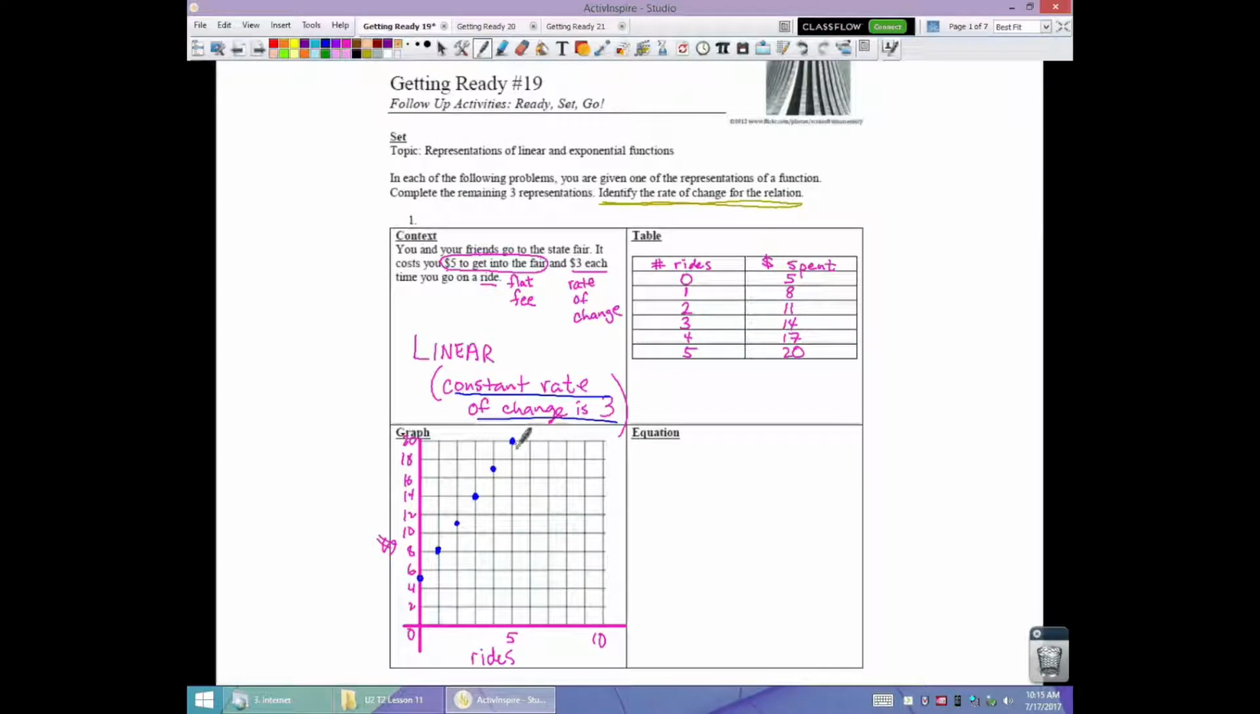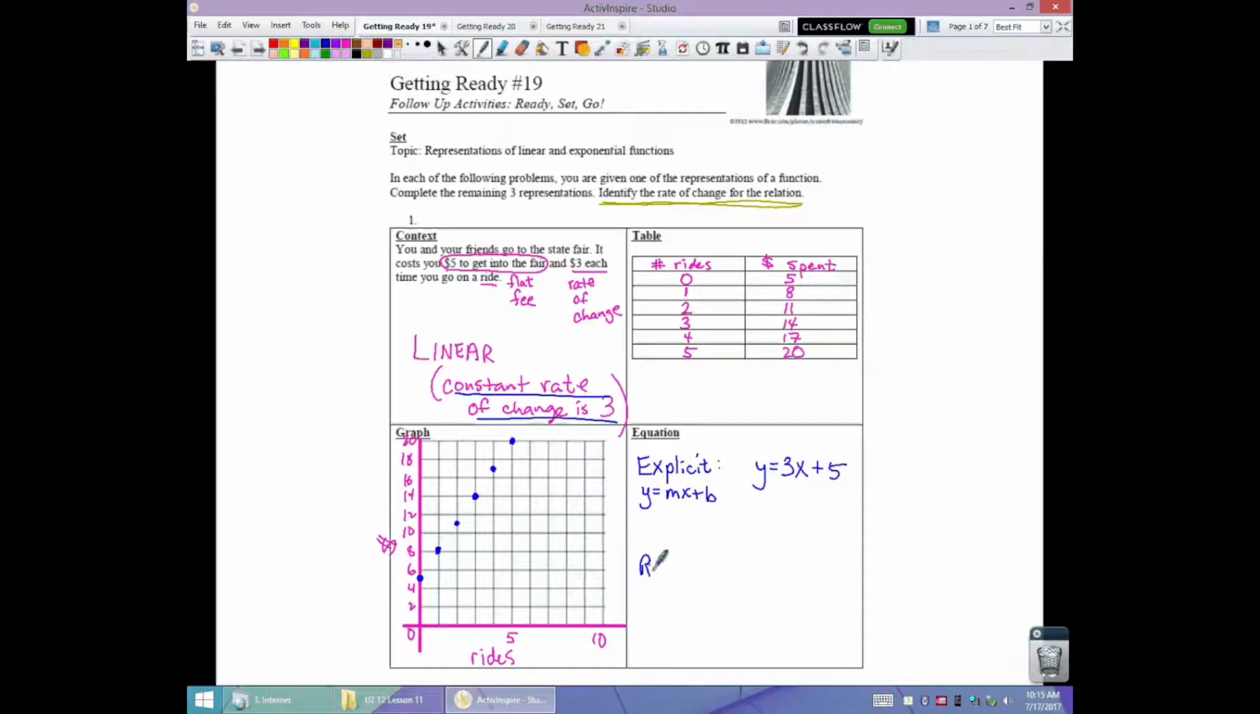Okay. Our equation, it doesn't say what type of equation, so we can go ahead and make both. The explicit equation, since it is linear, it's going to have to be in the form y equals mx plus b. So we would say y is equal to our constant rate of change, that was 3, times the variable x, plus my 0th term, my flat fee, my y-intercept is the 5.